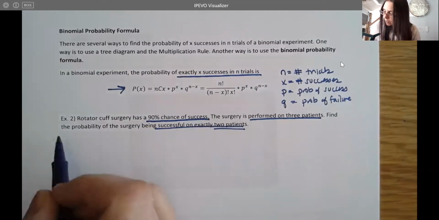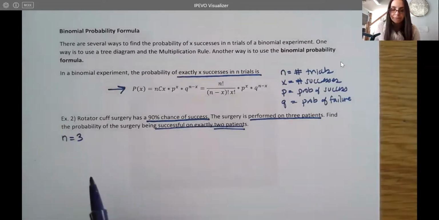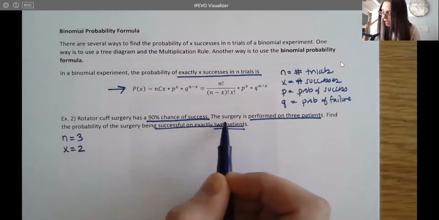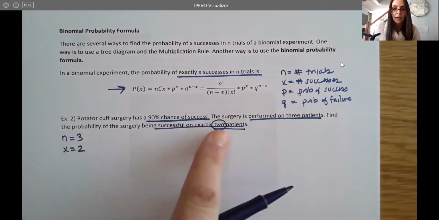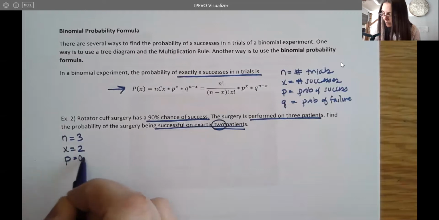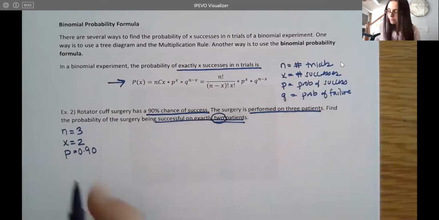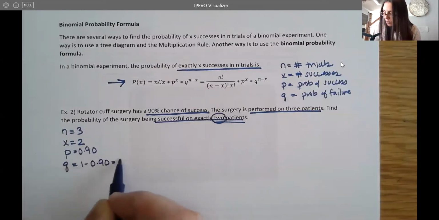So in this case, our N is going to be 3, right? Because I have 3 different patients. Our X is 2 because I'm looking for exactly 2 successes. So X is the number of successes, so I want 2. Our P here is 90%, so 0.90, right? Because that's the probability of a success. And then our Q is 1 minus 0.90, which is 0.10.